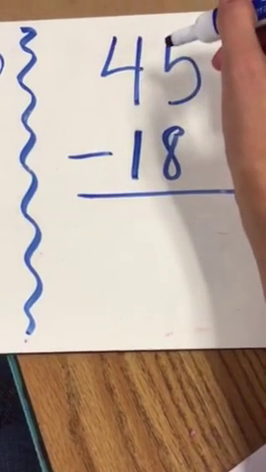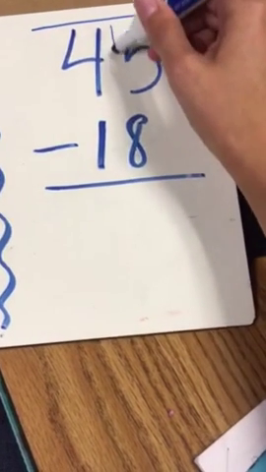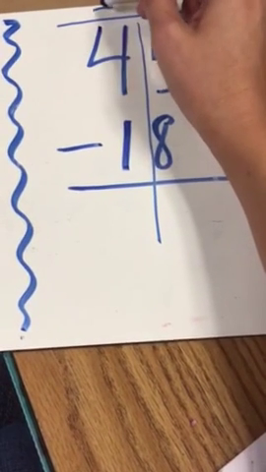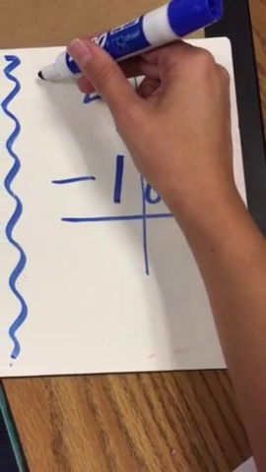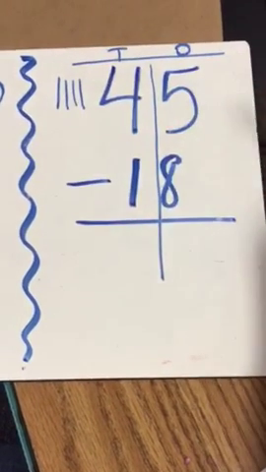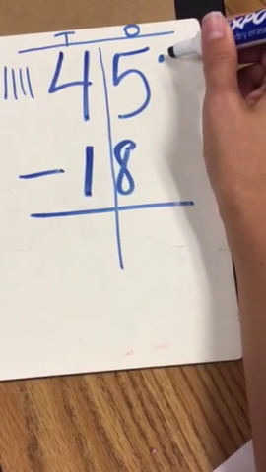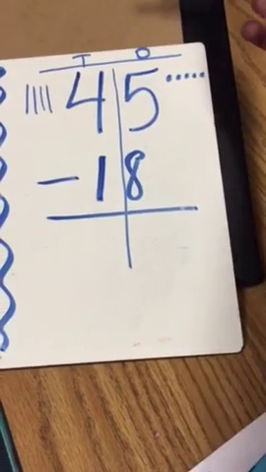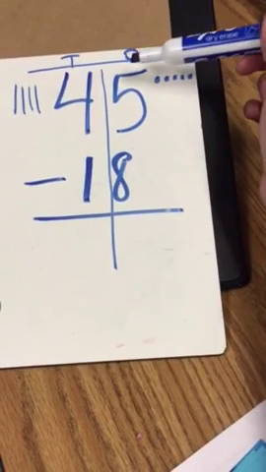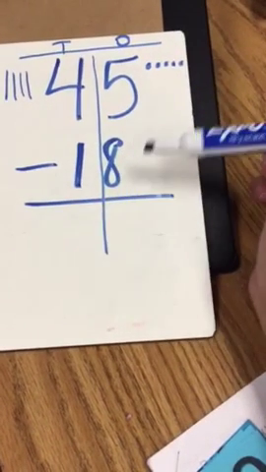So we still look at our place value. Again, many students find this very helpful. So we have our tens and our ones. We're going to draw 4 tens, 1, 2, 3, 4. And I have 5 ones, 1, 2, 3, 4, 5. So we start by looking at our ones place. We have 5 minus 8.